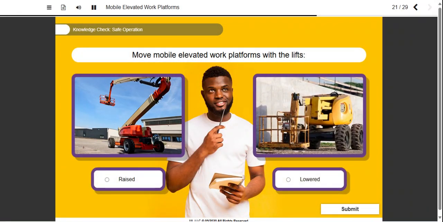Should you move mobile elevated work platforms with the lifts raised or lowered?